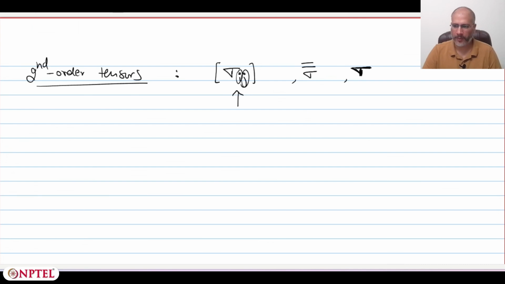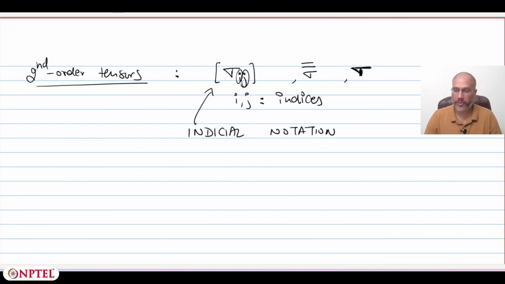So i and j are called indices in this case, and this notation where you use indices to denote the tensorial quantity is called an indicial notation. Whereas the notation where you have two lines like this, or you have the quantity written in bold, is called a symbolic notation.